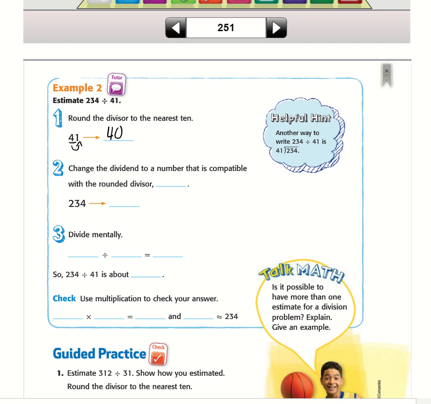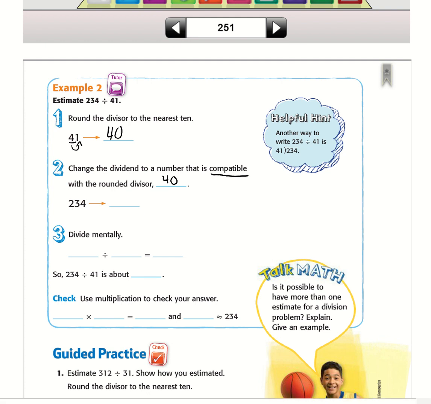Step 2, it says change the dividend to a number that is compatible with the rounded divisor. So our rounded divisor is 40. So this is where we really need to pay attention. It's asking for compatible numbers. It's not asking to round to the nearest 100 like example 1.